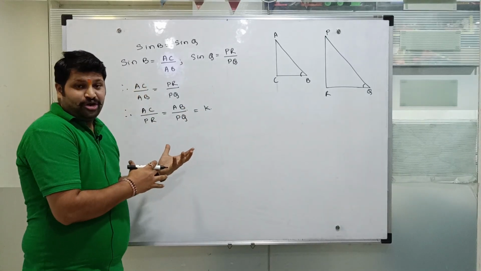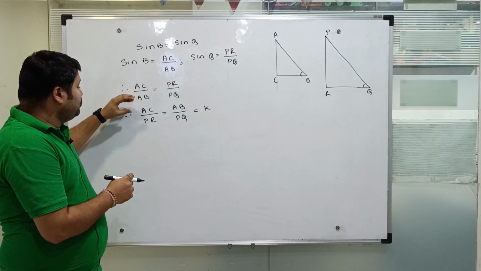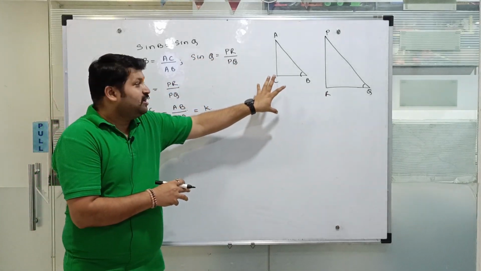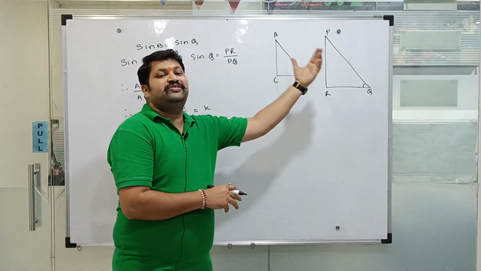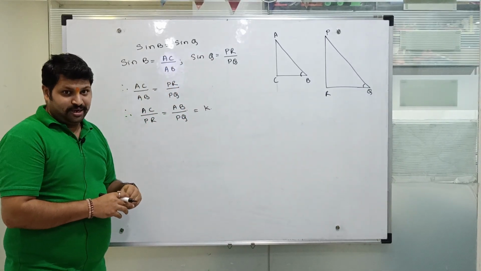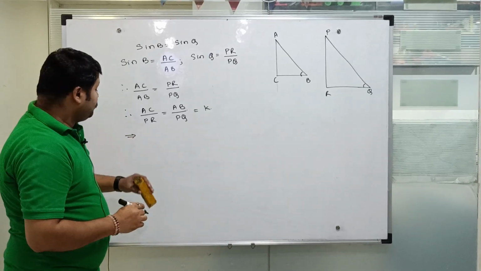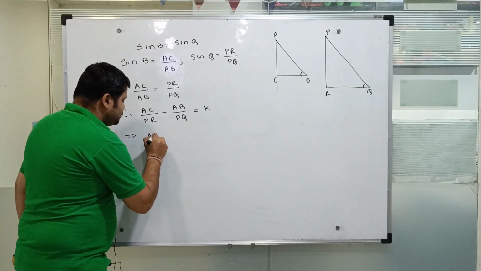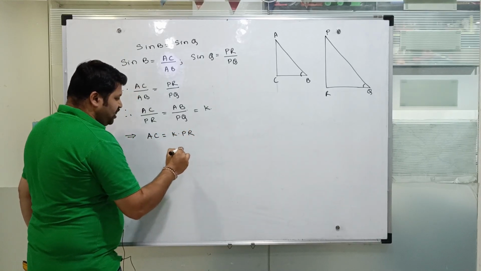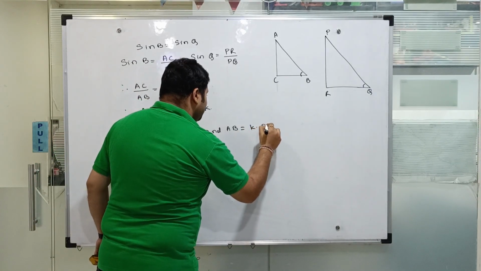Now, why am I going to do this? Because I want to define one side of the first triangle as a multiple of the second side. We are going to do it so that we can cancel them out in the later part. You'll see how we are going to do it. From this, we can say that AC is equal to K times PR and AB is equal to K times PQ.